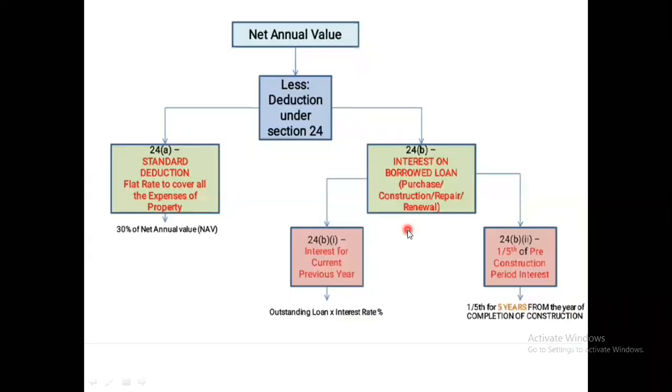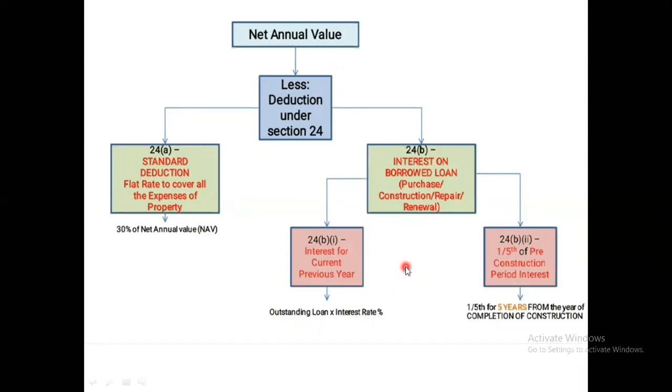Deductions under Section 24B have two clauses, Section 24B Clause 1 and Section 24B Clause 2. Section 24B Clause 1 allows the SSE to claim the interest for the current previous year. Basically, it is calculated by taking the outstanding loan and multiplying it with the interest rate for the housing loan. Section 24B Clause 2 allows the SSE to claim 1/5 or 20% of the pre-construction period interest.